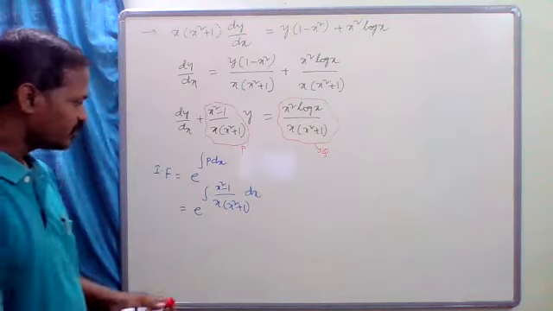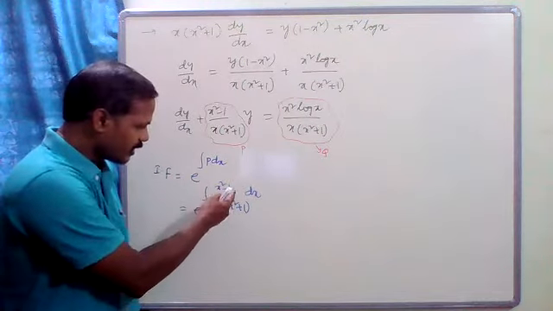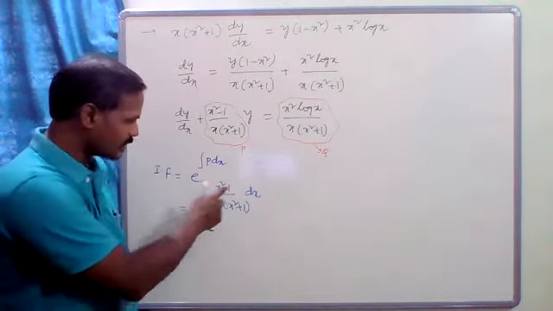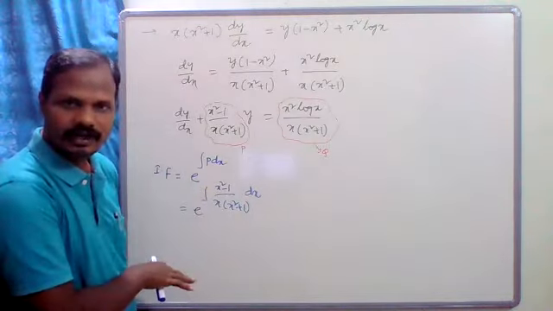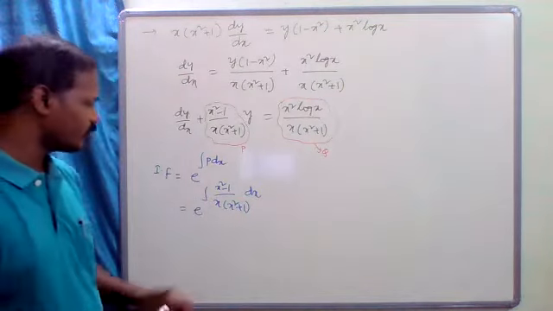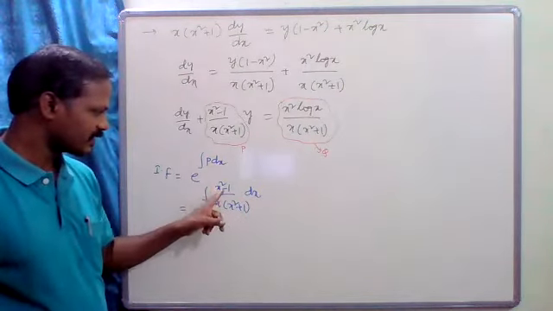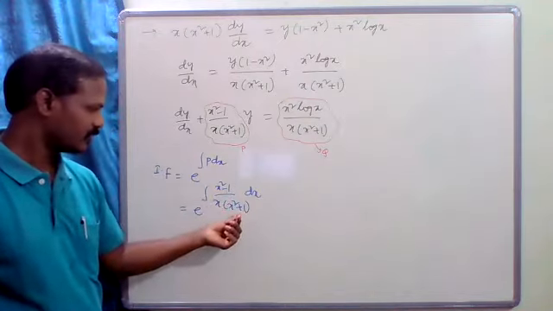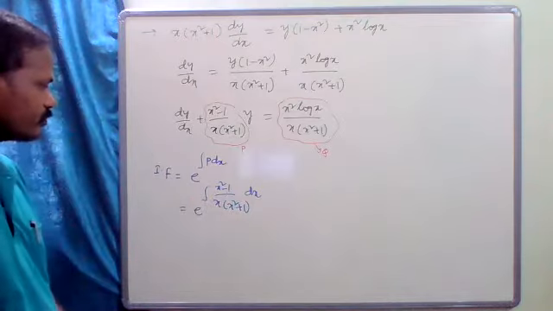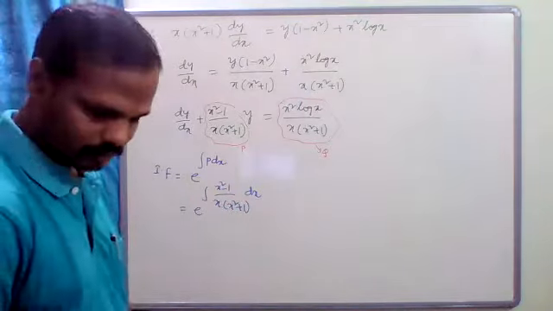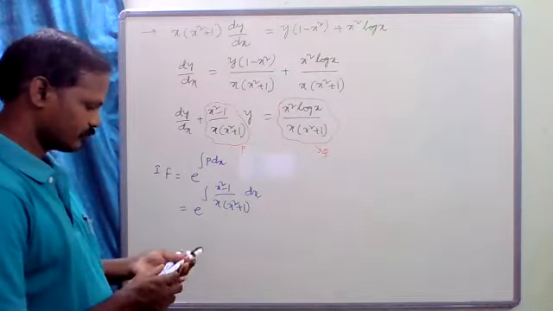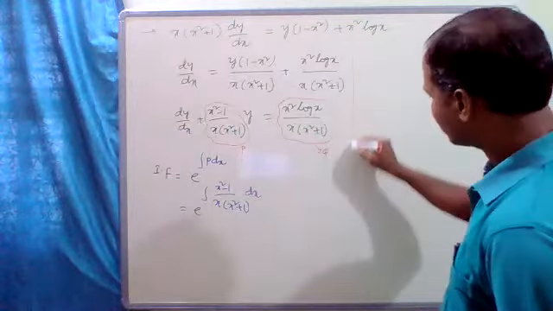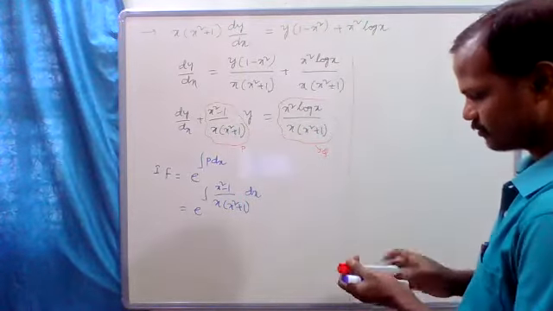Otherwise do one thing, plus 1 and minus 1, we can apply like this also. So how can we do partial fractions? Here (x square minus 1) by x into (x square plus 1), this is one factor, this is one factor. Now I will do partial fractions here. I will write the partial fractions separately.